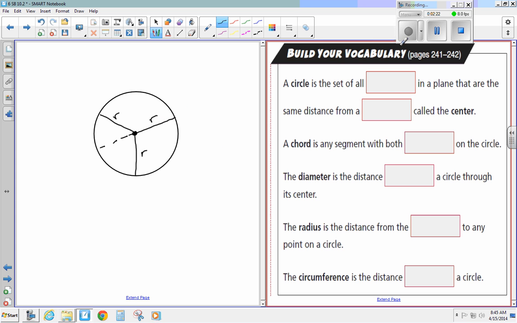So here are some definitions. This is how to fill this in. A circle is a set of all points in a plane that are the same distance from a point called the center. Now, this is why.